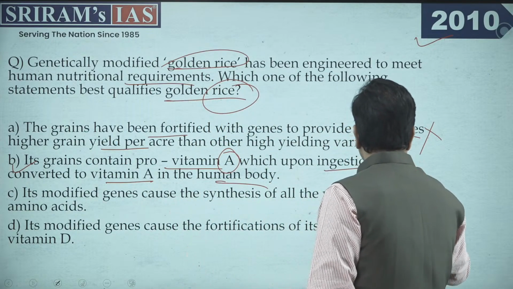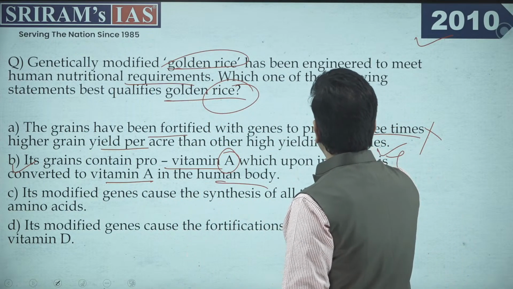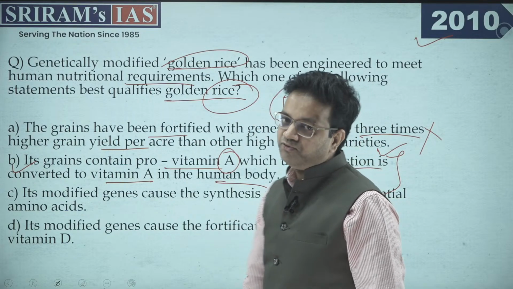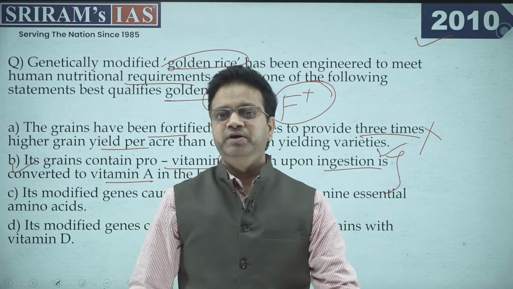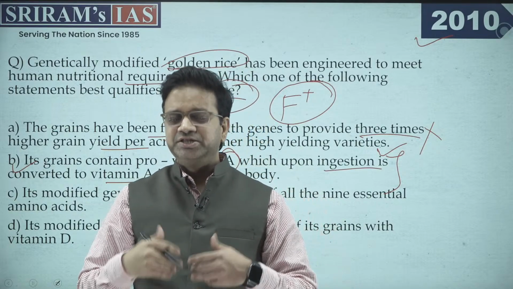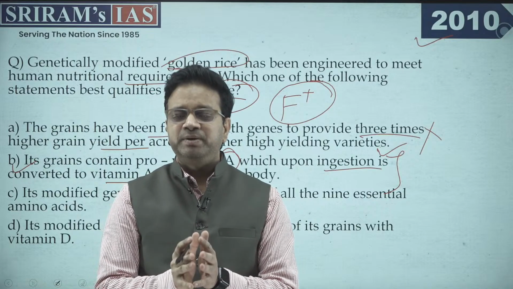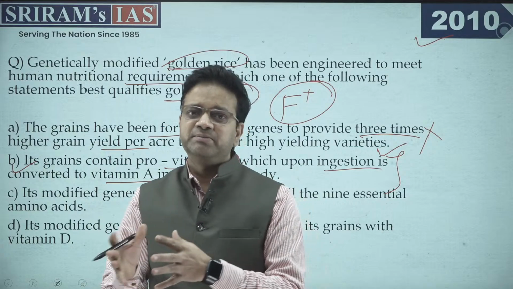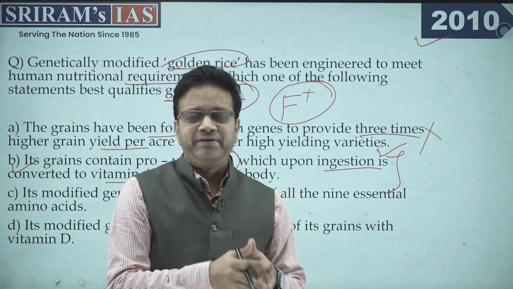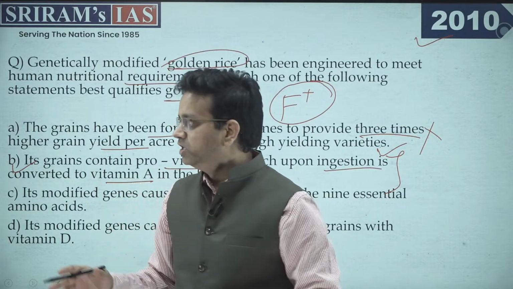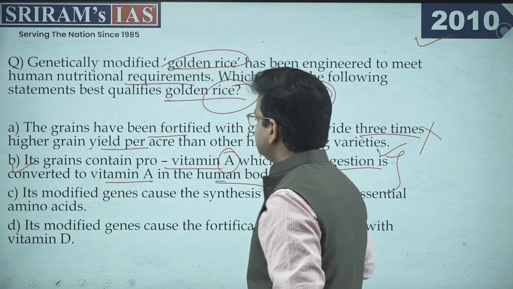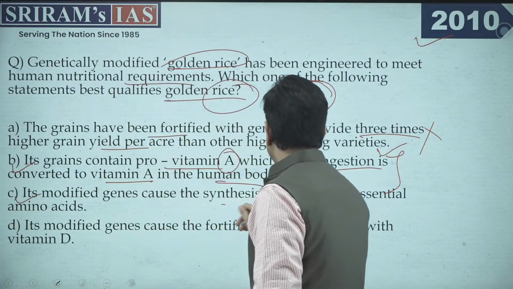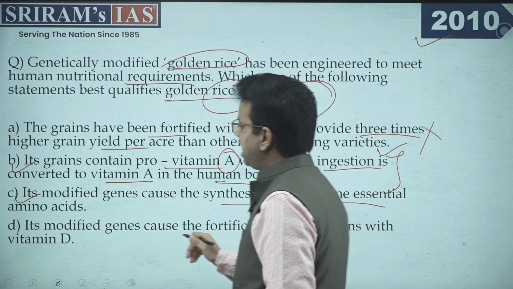See, this is a concept. If you look at fortified products, the government has come up with fortified foods. Now fortified foods are the ones where, intentionally or in an engineered way, the nutritional aspect of the food is actually increased. So certain things like vitamins, minerals, iron are added to the specific food. So that is the concept of fortification of food. Now the third is it modified the genes to cause synthesis of all the other 9 essential amino acids.